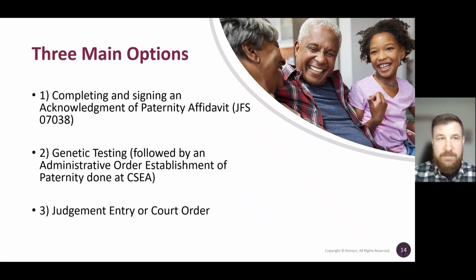The second way is genetic testing, right? After genetic testing is done, child support will establish via an administrative order. More about this in a moment. The third way is a judgment entry or court order, as I mentioned, but there is a caveat with that one that we will talk about. But first, let's talk about the AOP.